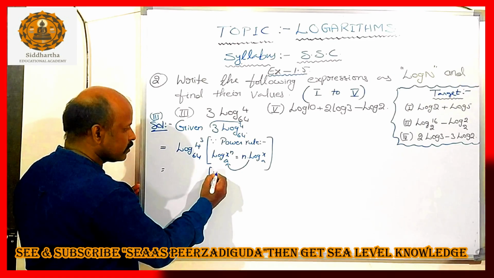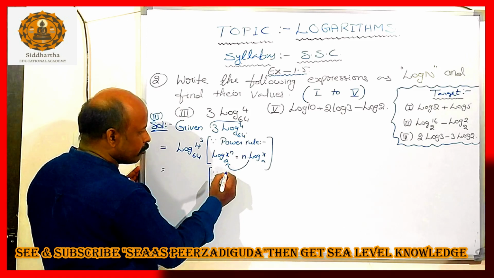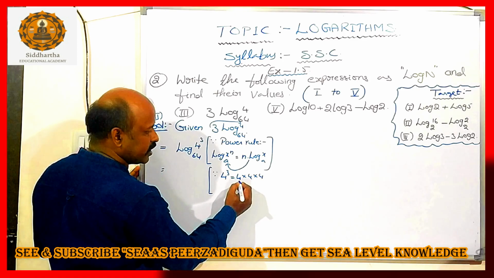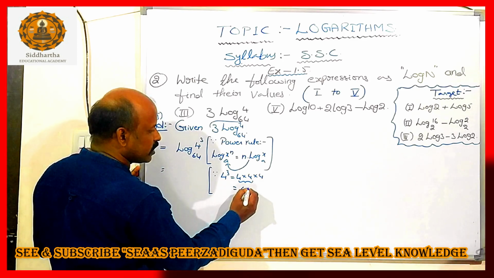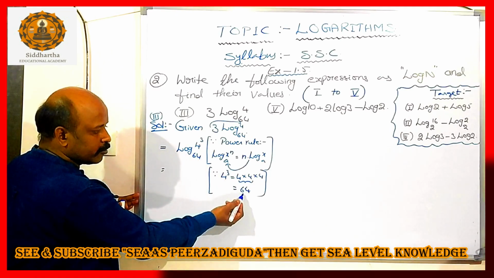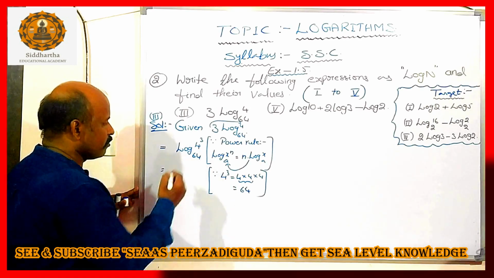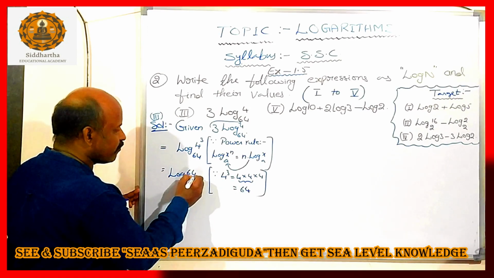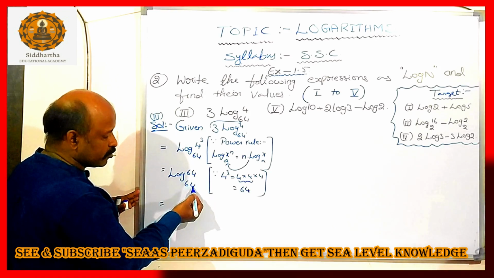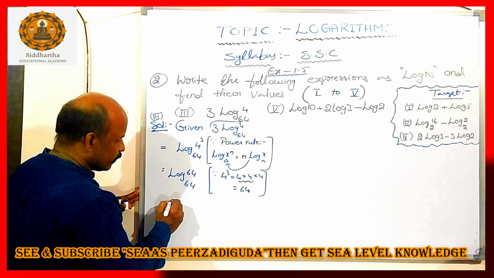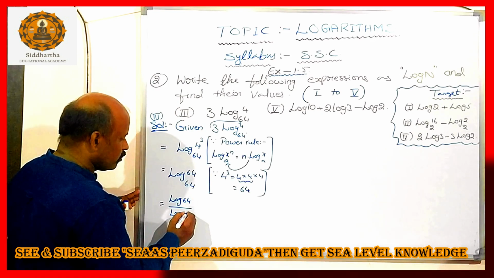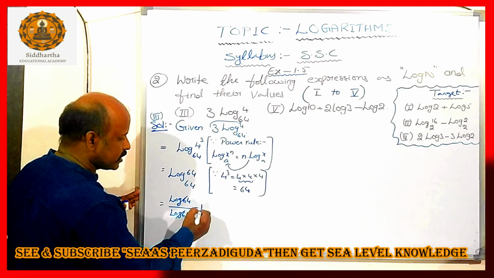Here 4 cube is nothing but 4 into 4 into 4. So 4 into 4 is what? 16. 16 into 4 is what? 64. So instead of 4 cube, I am going to substitute the value 64. So log 64 base 64 I am going to write over here. Whenever we have the same values, we can write this as log 64 by log 64. By cancelling this, we can write it as 1.